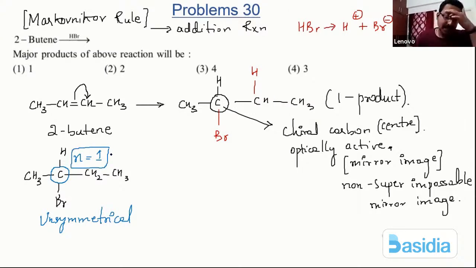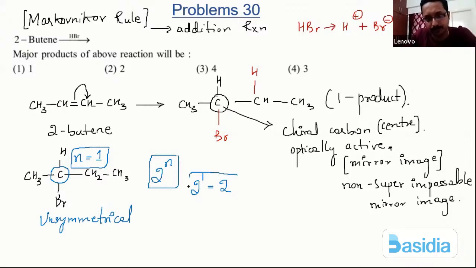Okay. So to calculate the number of molecules or the number of possible products here, I will use the formula 2 raised to N. This is the one which will give you the total number of isomers formed in the reaction, correct? So 2 raised to N, and the N value is equal to 1. So it is going to be 2 raised to 1, that is going to be 2.